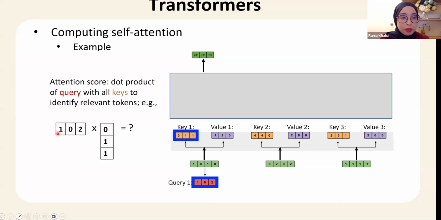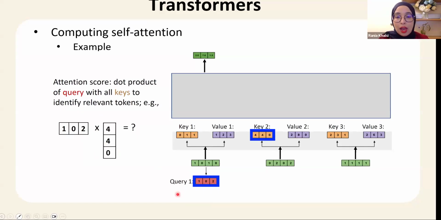How does it work? We multiply 1 by 0, which is equal to 0, plus 0 by 1, which is equal to 0, plus 2 multiplied by 1, which is equal to 2. So here the result is 2. For the first one, we found 2. We keep going, doing the same thing: we multiply the query with the key for the second one. We obtain 1 multiplied by 4 equals 4, plus 0, plus 0, so it's equal to 4. Previously we had 2, now we have 4.